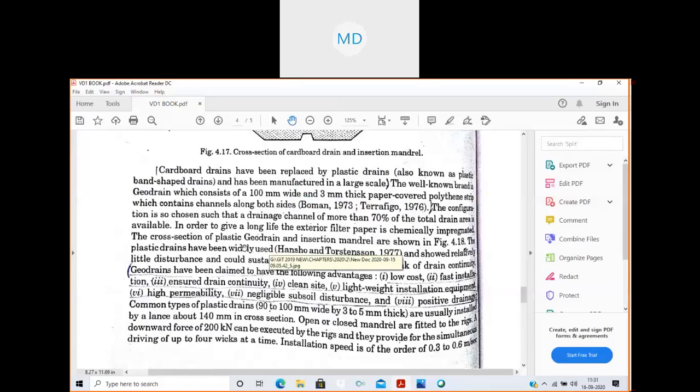If you read this, you will understand. Nothing much is there. Along with time, the technologies developed, as we all know. Then finally came the geodrains, and these are the advantages of geodrains: low cost, fast installation, ensured drain continuity, clean site, lightweight installation equipment required, high permeability, negligible subsoil disturbance, and positive drainage. These are the advantages of these geodrains.